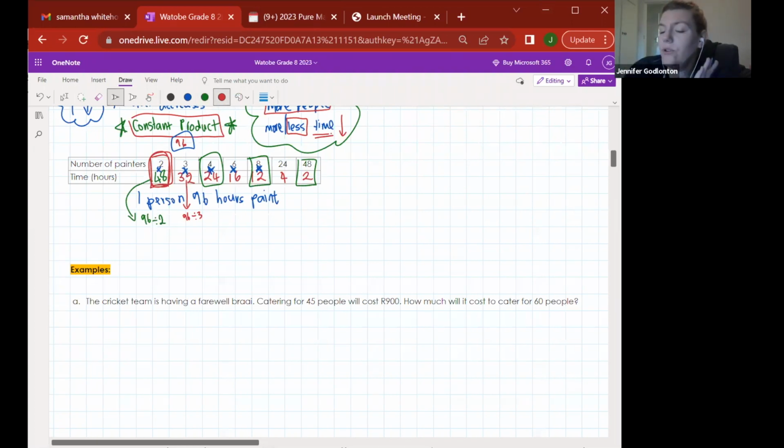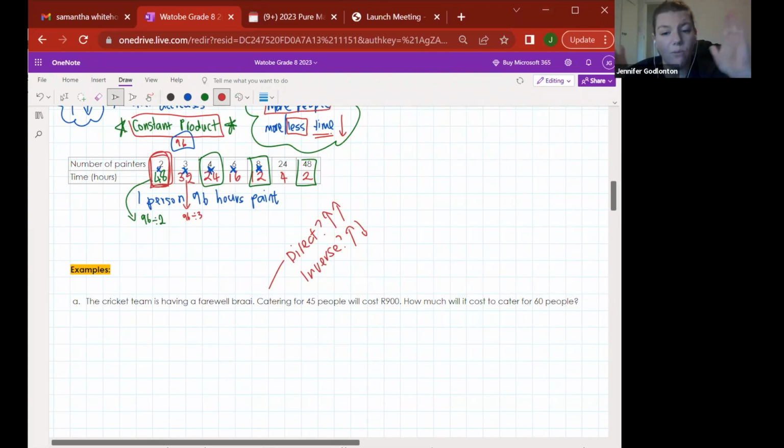So whenever you get a question like this, before you jump into anything, your first question is: is this direct? If it's direct, it means both would go up. Or is this inverse, which means one is going up and one is going down. Okay, so think about it like this. We're catering for 45 people. It's going to cost 900 Rand. So my question to you is, if I have more people, is it going to cost more money? Yeah, exactly. So if I have more people, it is going to cost more money, which means it's direct.